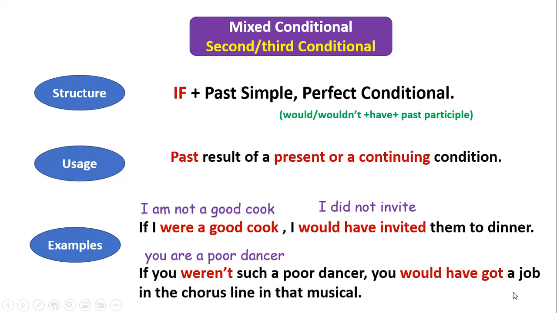You would have got a job in the chorus line in that musical, right? So what does this mean? Did you get the job? Actually, no, you did not get the job, okay? So this is how we can form mixed conditionals. Usually we mix the second with the third. We mix sentences from the present with sentences from the past.